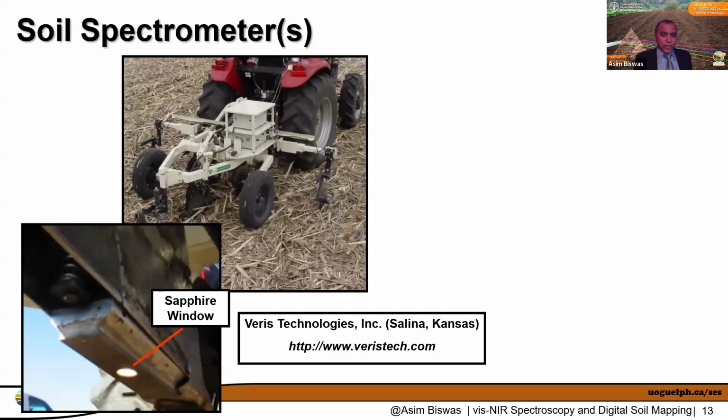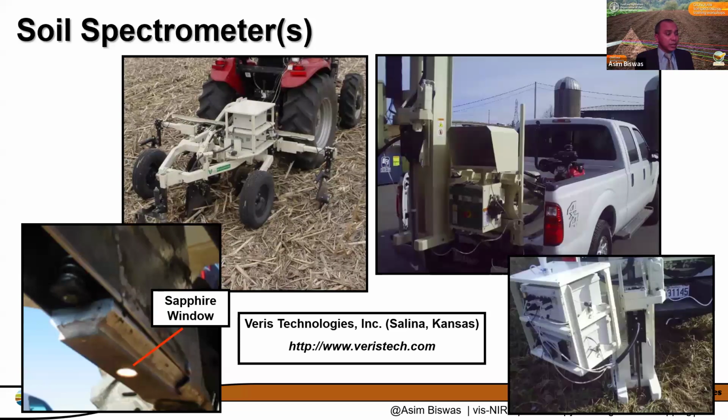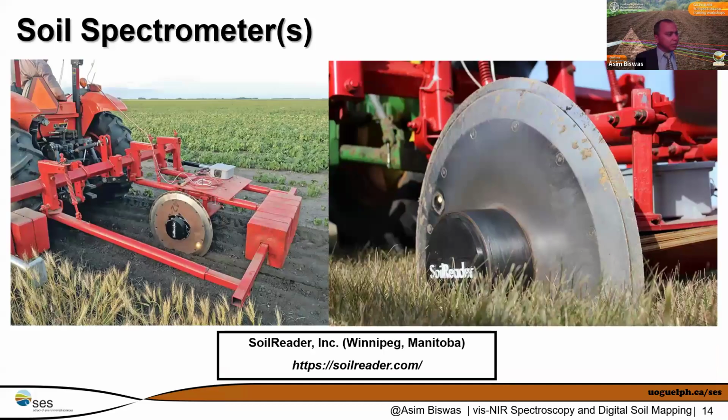And not only that point-scale measurement, you can put the spectrometer behind a tractor or behind a wheel and drag it along the field to get continuous measurements of your spectra, or even go down with the depth. So this is equipment from iScan, the VSP 4000. And there's a new one coming up, the 3500 from Veris Technologies as well, where you can go down the depth and get the spectrometer measurement.